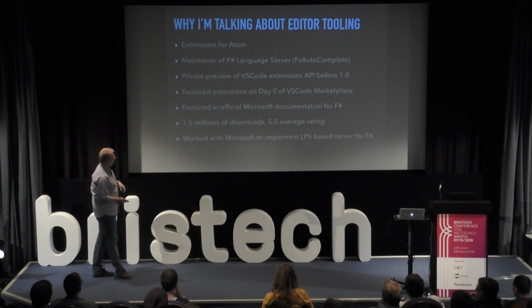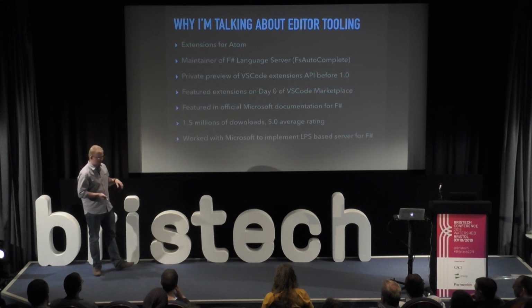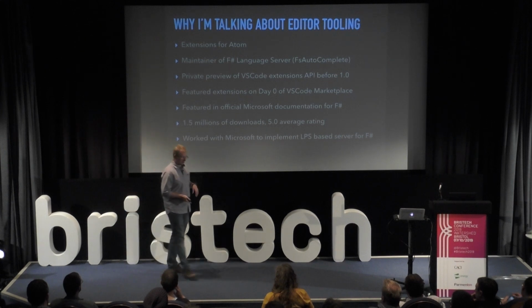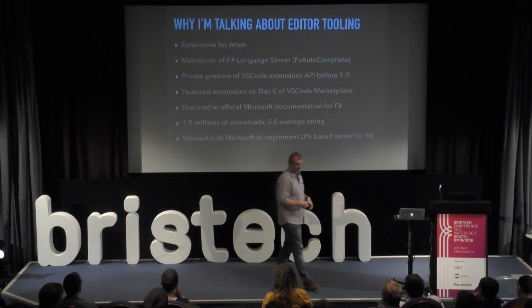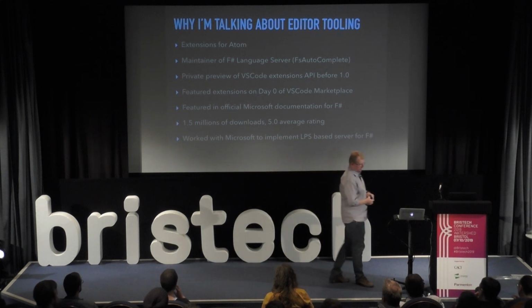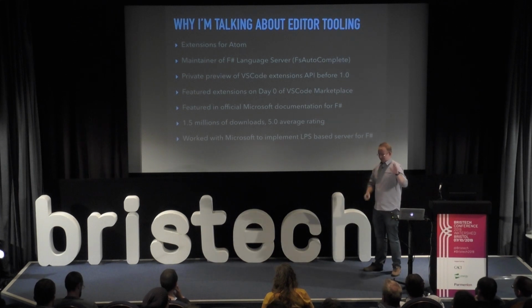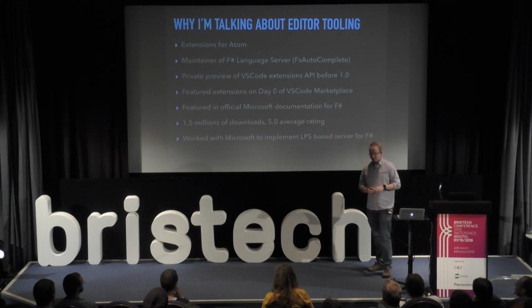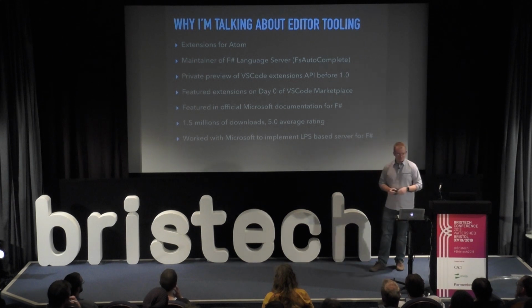So Ionide, the F# extension, was featured as a featured extension on day zero when Microsoft announced the marketplace, and it's on the Microsoft documentation page and the official marketing page for .NET, which is something I'm really proud of. But the most important thing of this story is that earlier this year, for a couple of months, I worked with Microsoft to implement a language server protocol-based version of the F# language server.